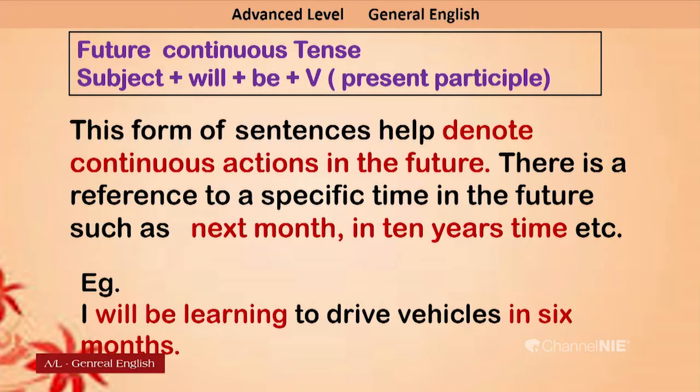Then after that you have to form the present participle. What do you mean by present participle? Present participle is the main verb plus ing. What is the main verb here? Learning, learn plus ing, learning. So then we can form future continuous tense using this structure: subject, will, be, present participle of the verb.